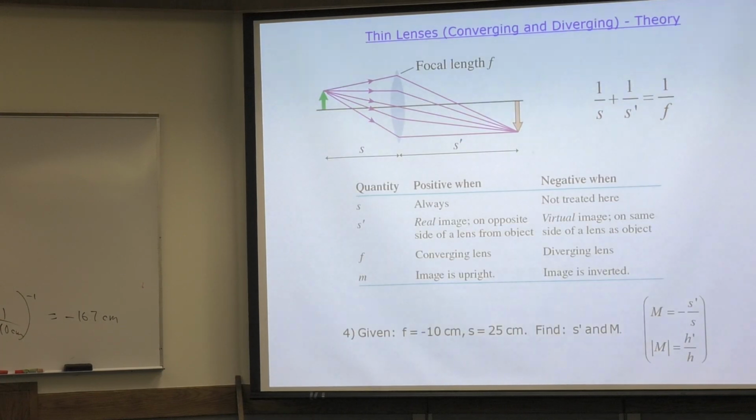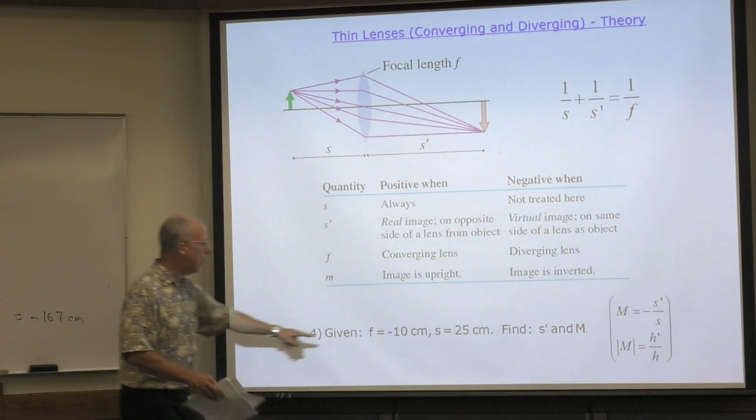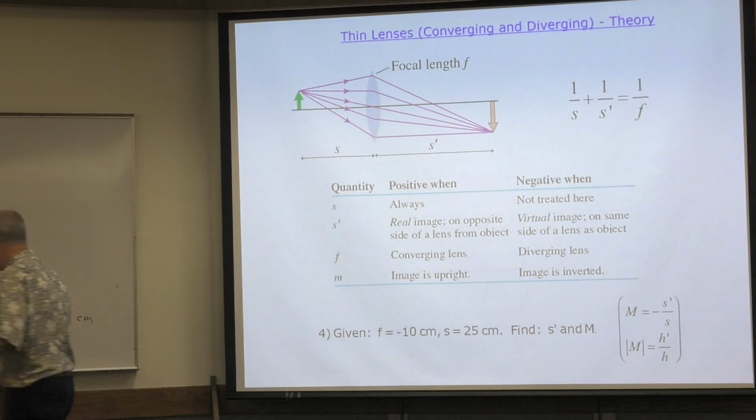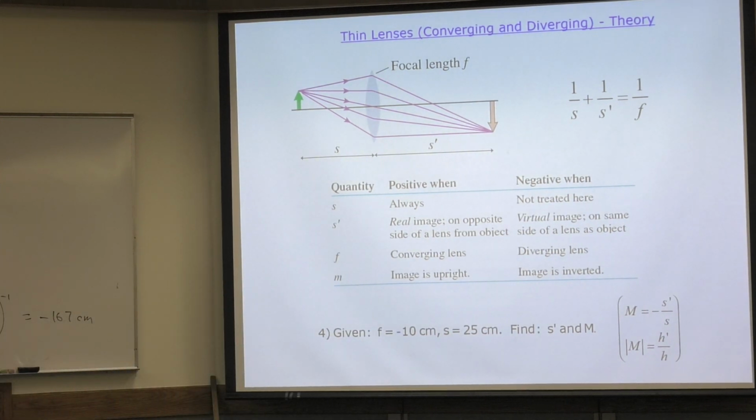All right, then let's do the diverging. How do you know it's diverging? As soon as you see that minus sign, you know it's a diverging lens. So let's just do it. Same equation, right?